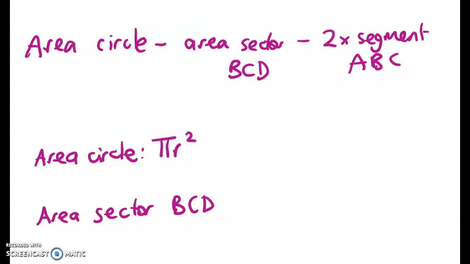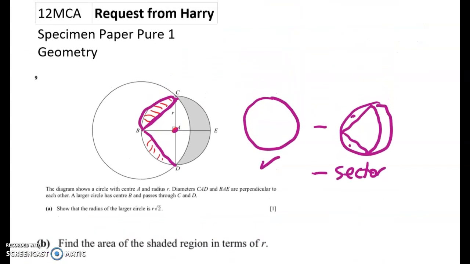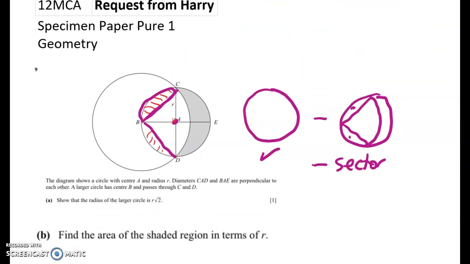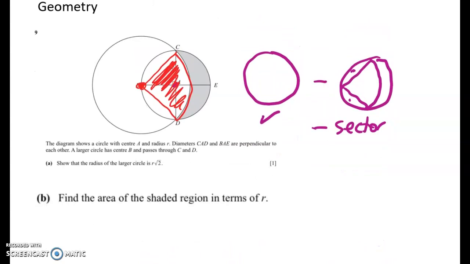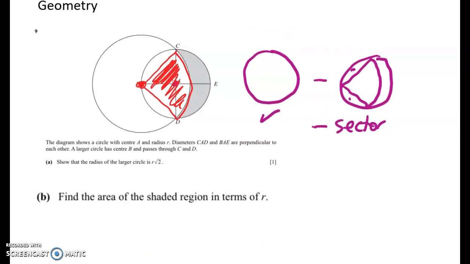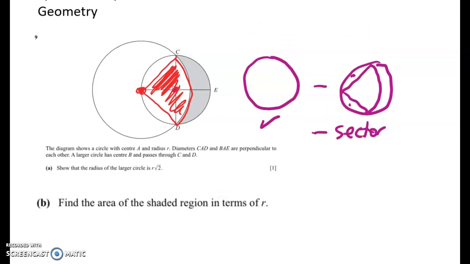Let's go back up to the diagram and see what's forming that sector. Well, the sector's being formed by the big circle. Right? The sector that I'm trying to find has got a centre point at B. So the radius that I want for the sector is the radius of the big circle, not the little one. And I also have to think about the angle in the big sector.